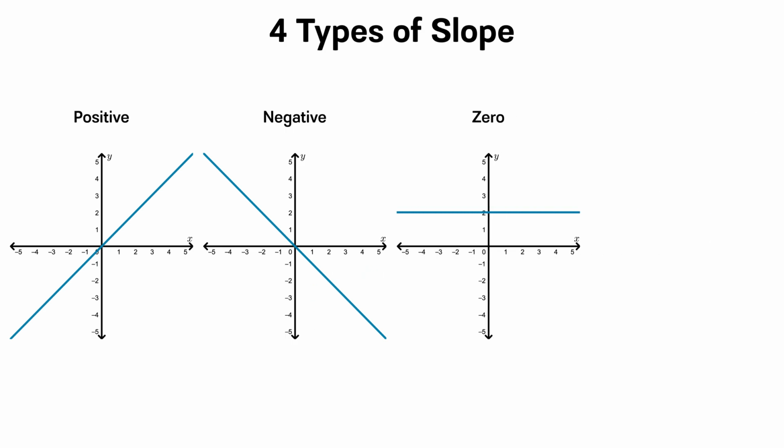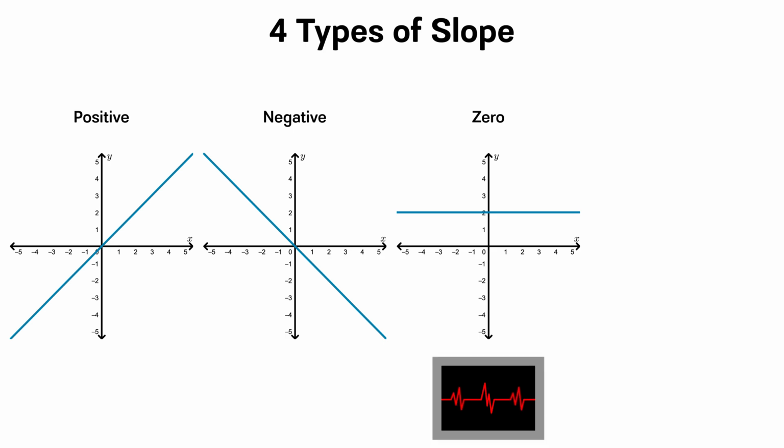Zero slope is flat because it means there is no change at all in the vertical steepness. Imagine a heartbeat monitor. If the heart stops and is beating 0 times per minute, what would the line look like? Completely flat or zero slope.